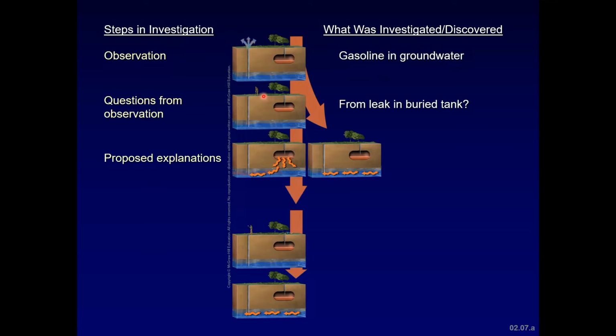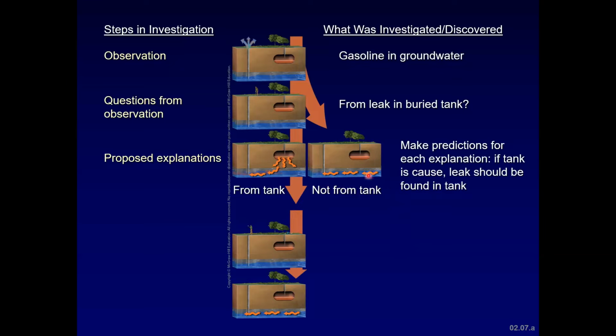We can propose several explanations or hypotheses to answer the questions. Well, it could be from the tank. If it's from the tank, we'll see the same type of gasoline that's in the tank in groundwater. If it is not from the tank, perhaps it's a different type of gasoline, different chemically, and it's coming from somewhere else, and we're intercepting it at this well.